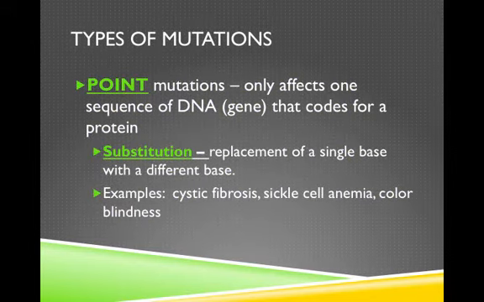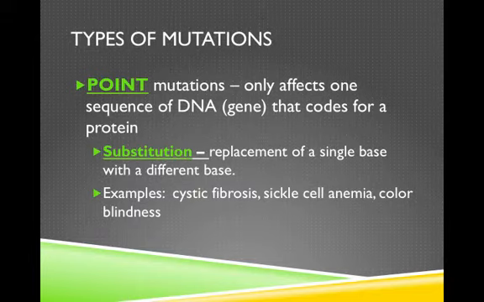So let's talk about some types of mutations. The first type is a point mutation. This mutation only affects one sequence of DNA or gene that codes for a protein. One type of point mutation is substitution. This is a replacement of a single base with a different base. Some things that are caused by substitution is cystic fibrosis. I've talked about this in class before.